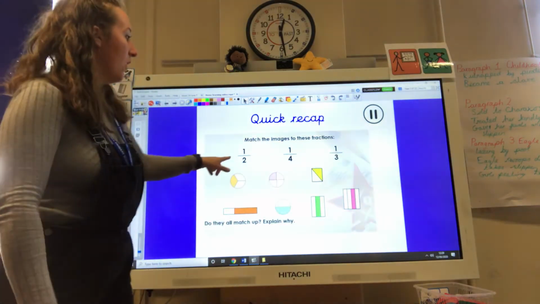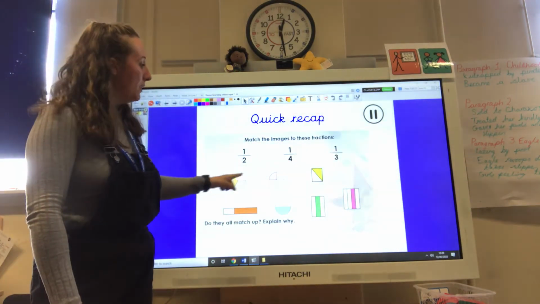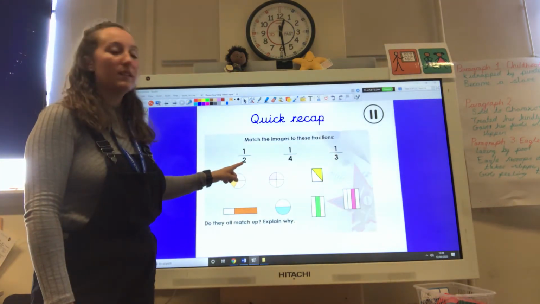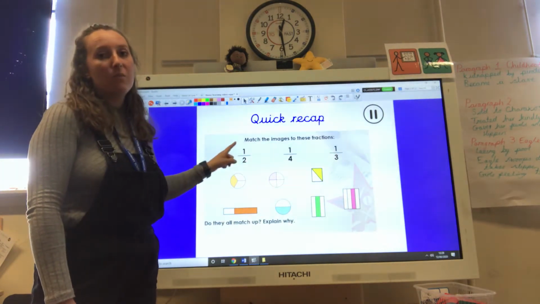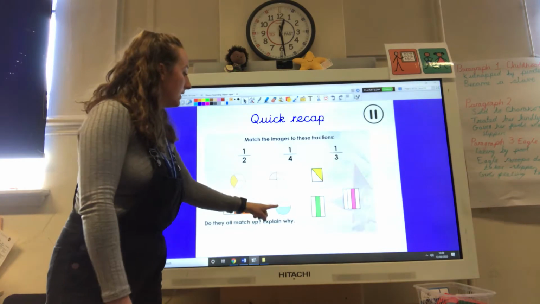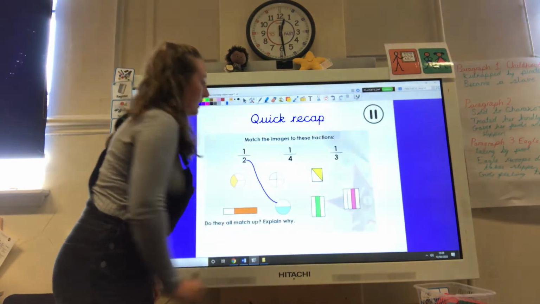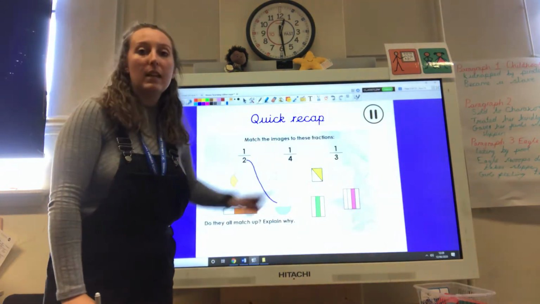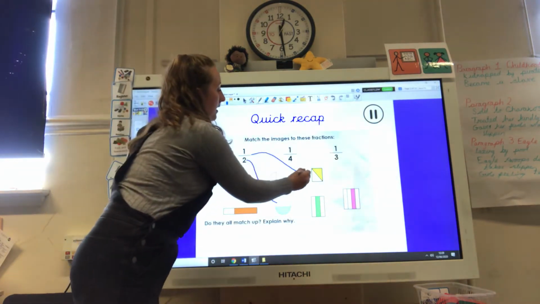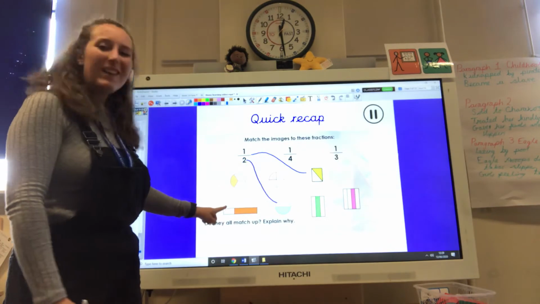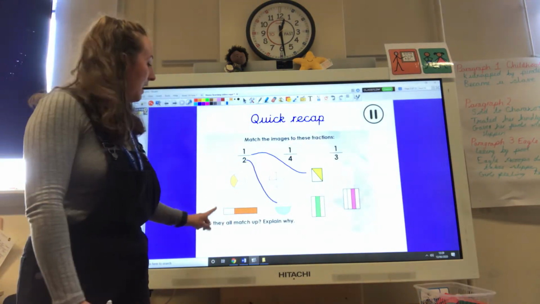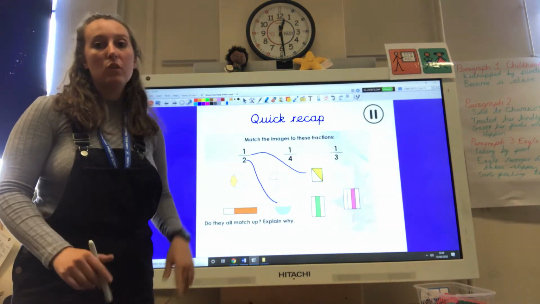Okay, let's have a look. So I know this one is 1/2. I'm looking for fractions that have 2 equal parts, and 1 is shaded. So I can see this one has 2 equal parts and 1 is shaded. I can see this one has 2 equal parts and 1 is shaded. I can see that this one has 2 parts, but they're not equal, so it's not a fraction.